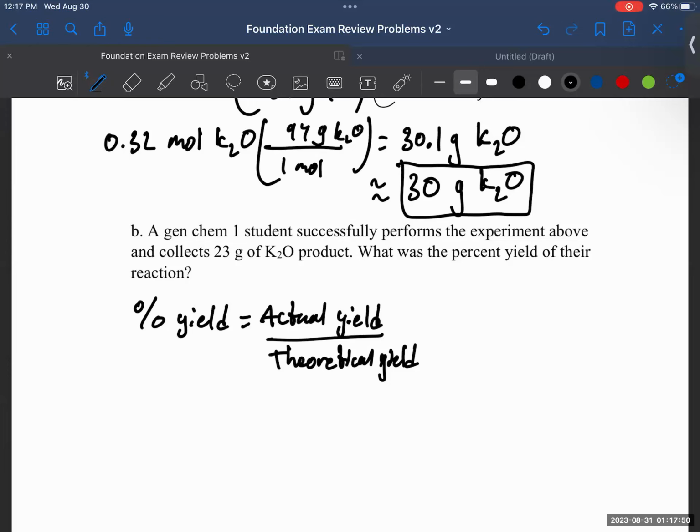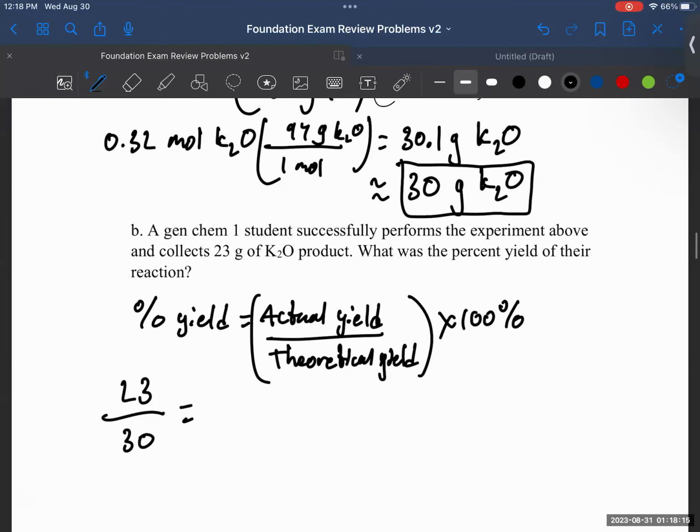So what is our actual yield in this instance? 23. You don't need the G here because they're both the same thing. So what's our theoretical yield? 30 grams, yeah. 23 divided by 30, and then this is all multiplied by 100%, right? Because it's a percent. So, all right, what is our percent yield going to be? 73%.